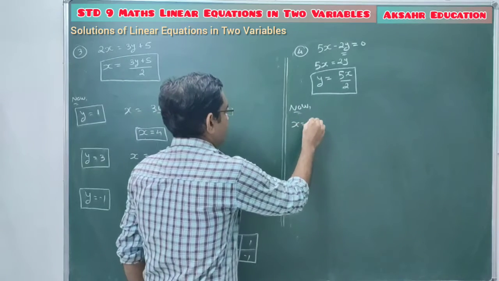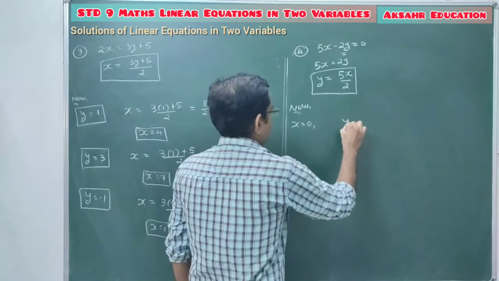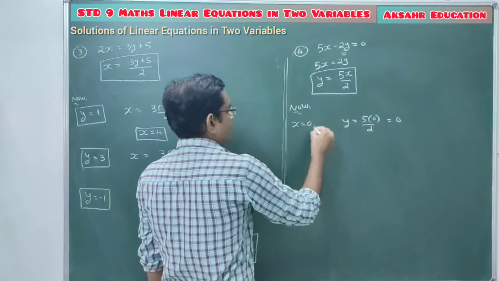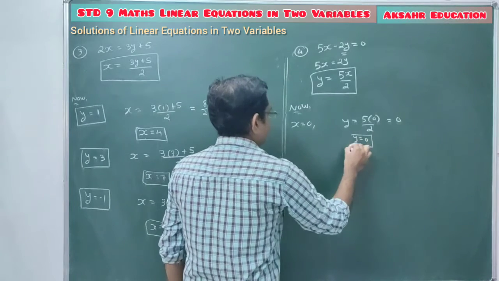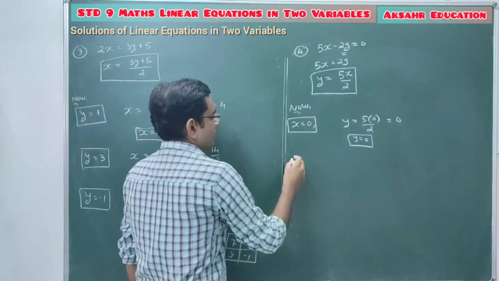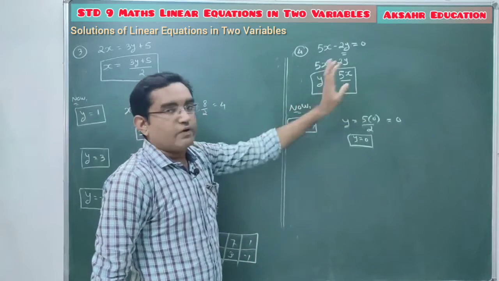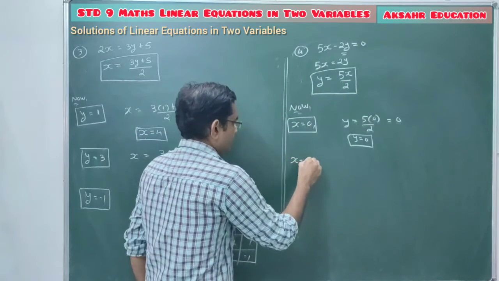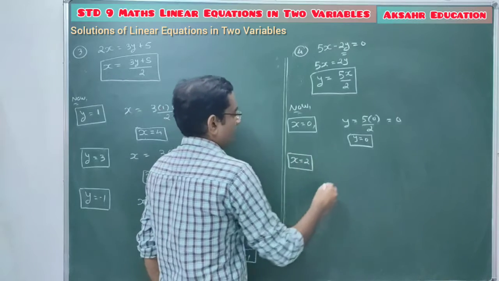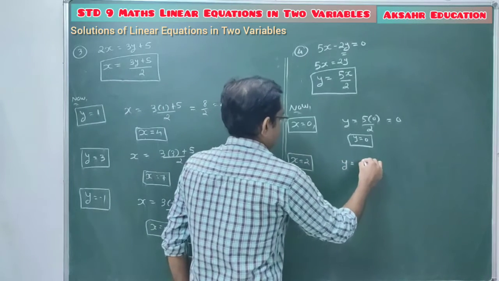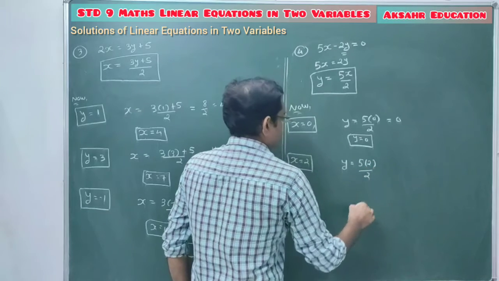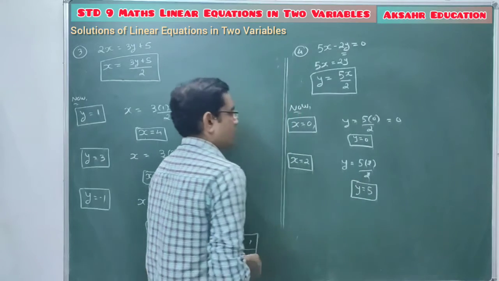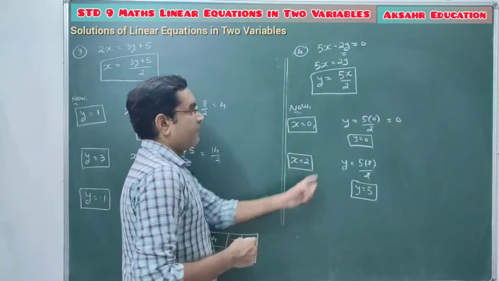If you are taking x equal to 0, so we are getting y equal to 5 into 0 by 2, so 0. For x equal to 0, we are getting y equal to 0. Now if we are taking x equal to 1, it will be 5 by 2. So we are not taking x equal to 1. Put x equal to 2. If you are taking x equal to 2, for that value of x we are getting y, which is 5 into 2 divided by 2. So this 2 cuts, so we are getting y equal to 5.